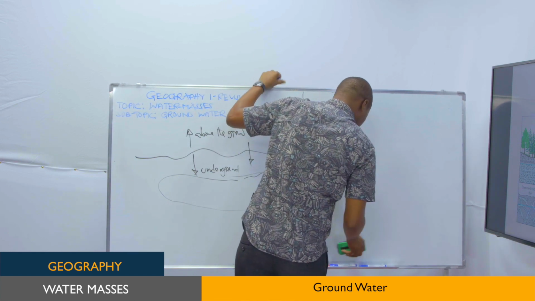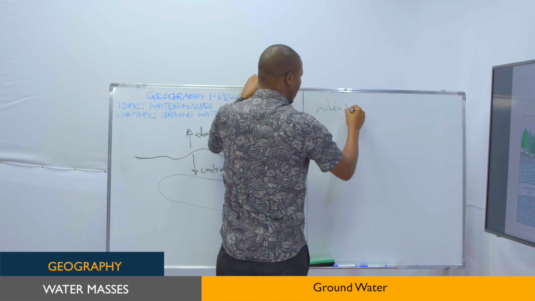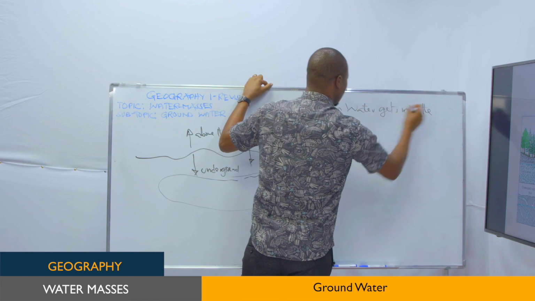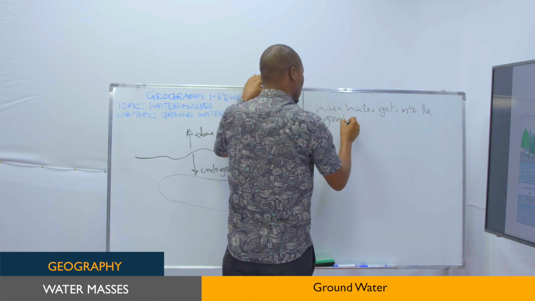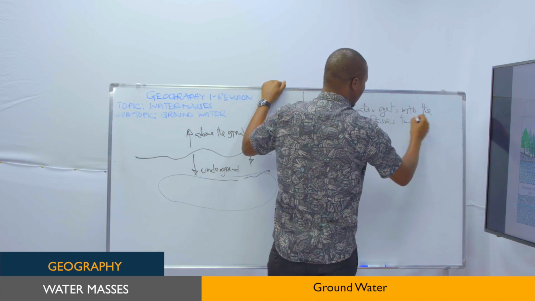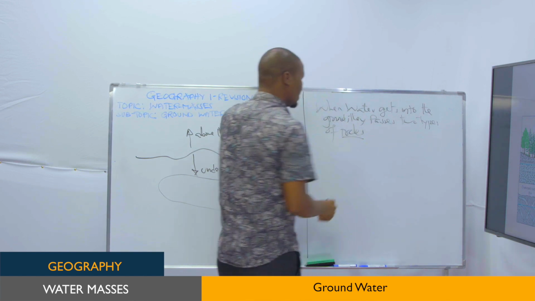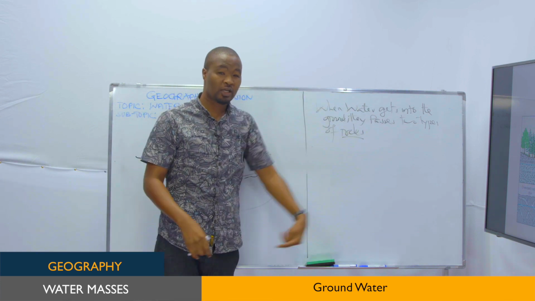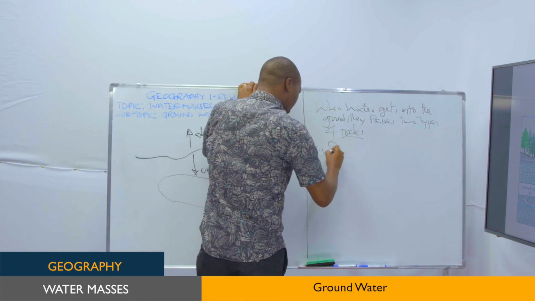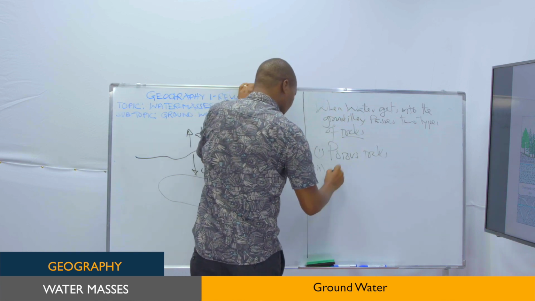When water gets into the ground, it passes two types of rocks. Listen to me very carefully. When the water gets into the ground, it passes two types of rock. We have what we call the porous rocks, as well as the pervious rocks.